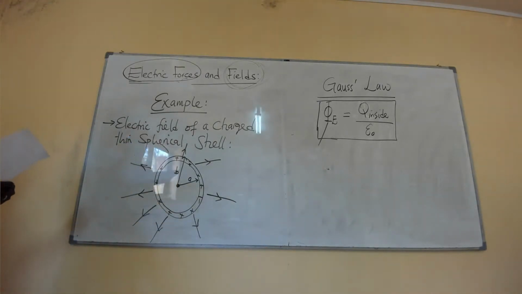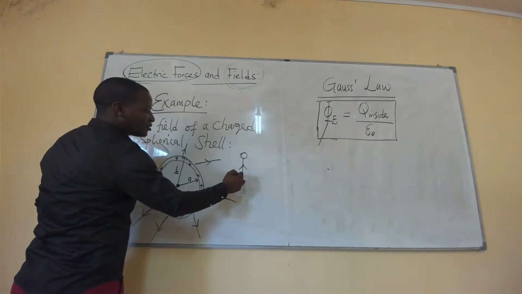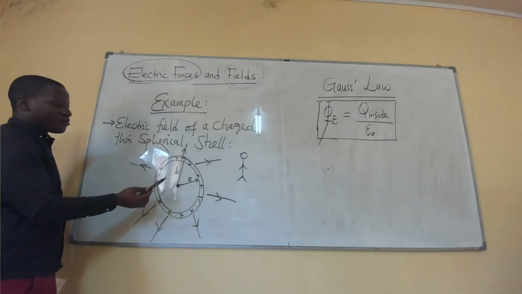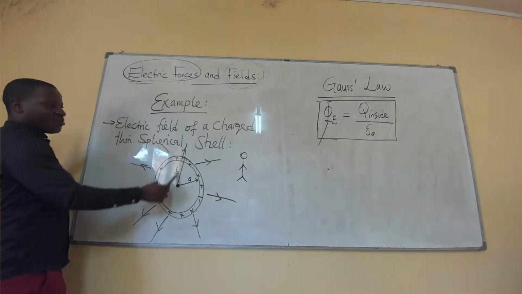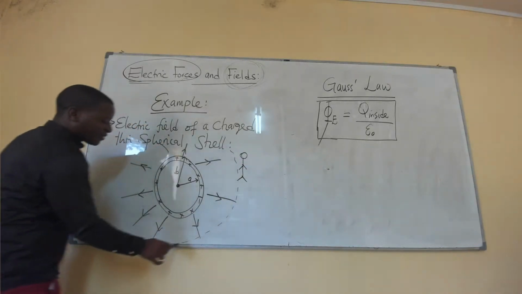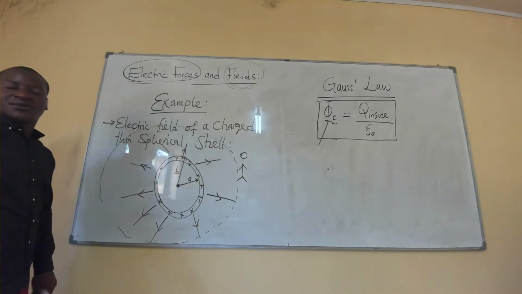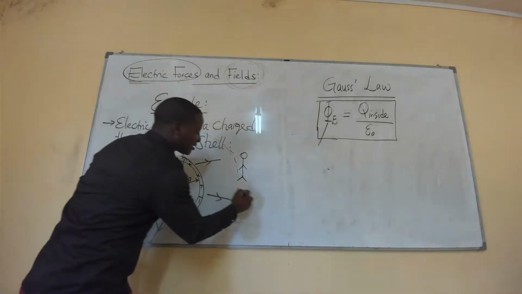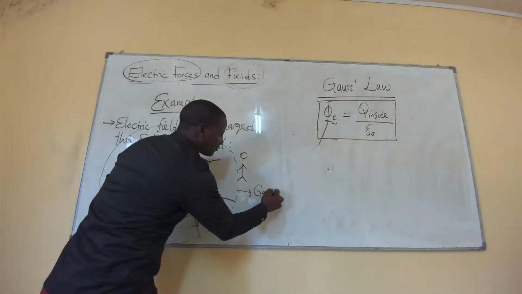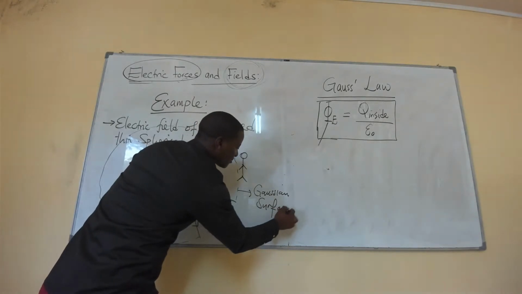Then from there now we need to create what is called the Gaussian surface. In other words, we want to stand somewhere here in order to check what we are going to experience from this when we are outside. At that point, we have a surface that we have created. It's an imaginary surface, which we are calling the Gaussian sphere, or the Gaussian surface, so to say.